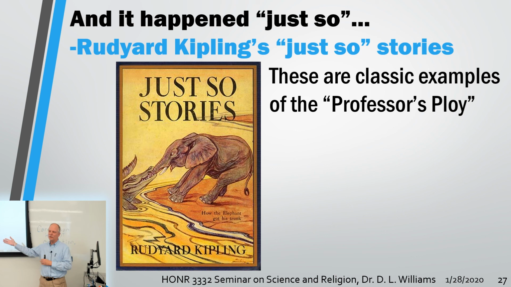You don't have to refute them, but it's totally acceptable for you to ask questions about them. So in this case, if someone told that story, a good question would be, well, what evidence do we have of elephants before this event having short noses? I mean, you're not trying to refute it, you're just asking a question. How would you support this just-so story?